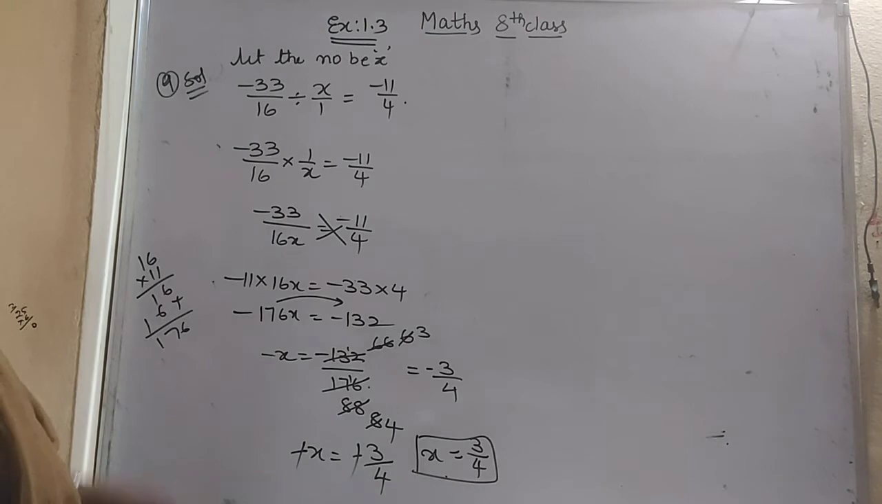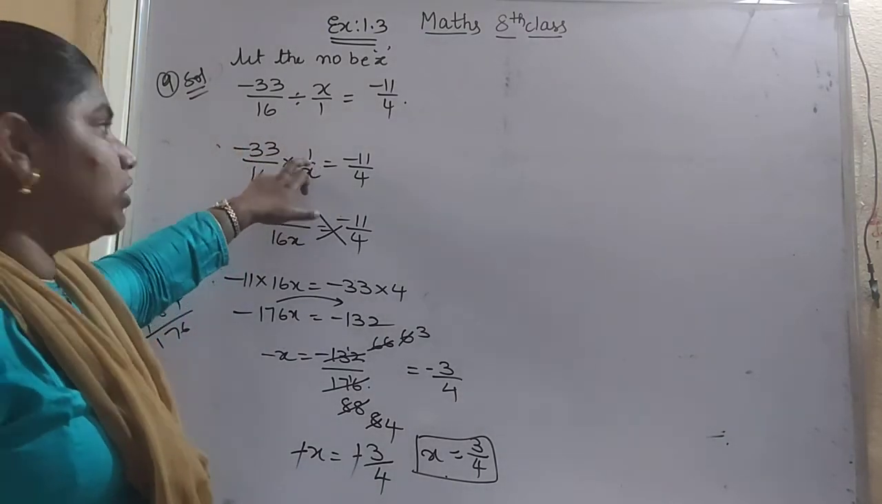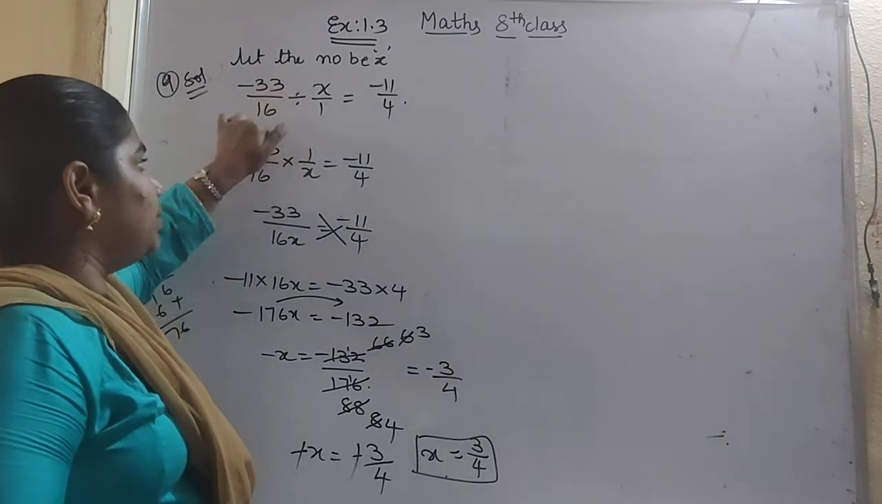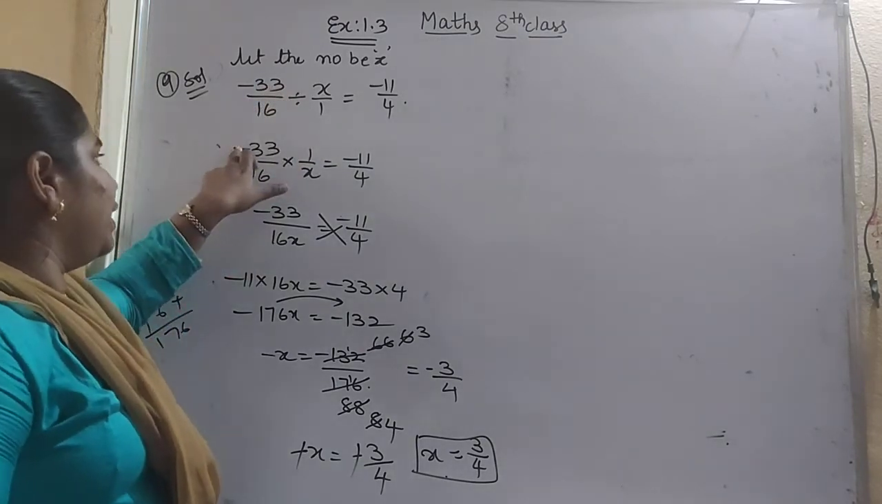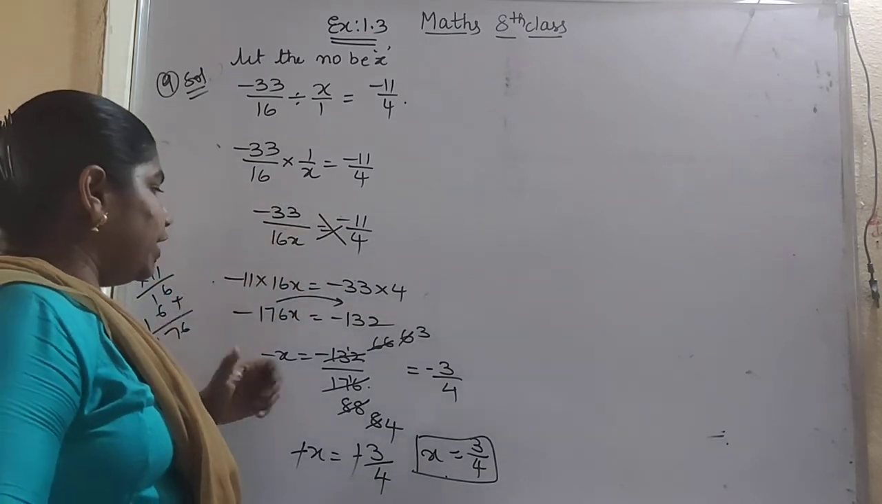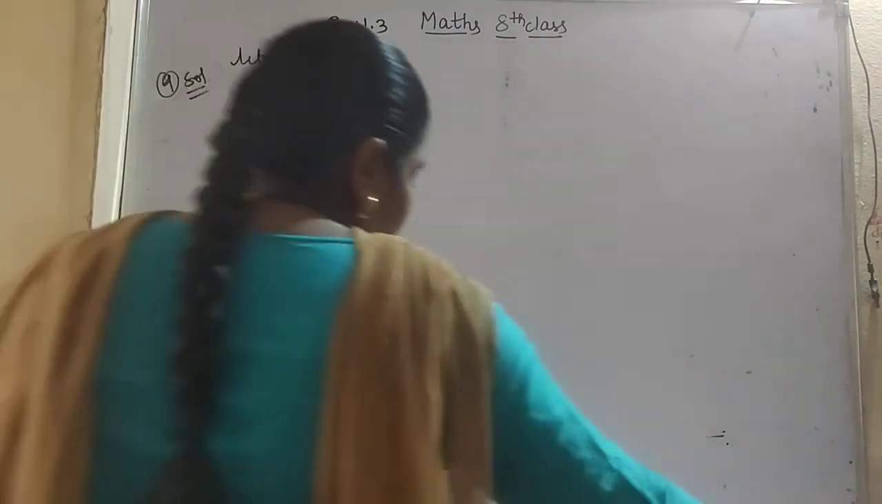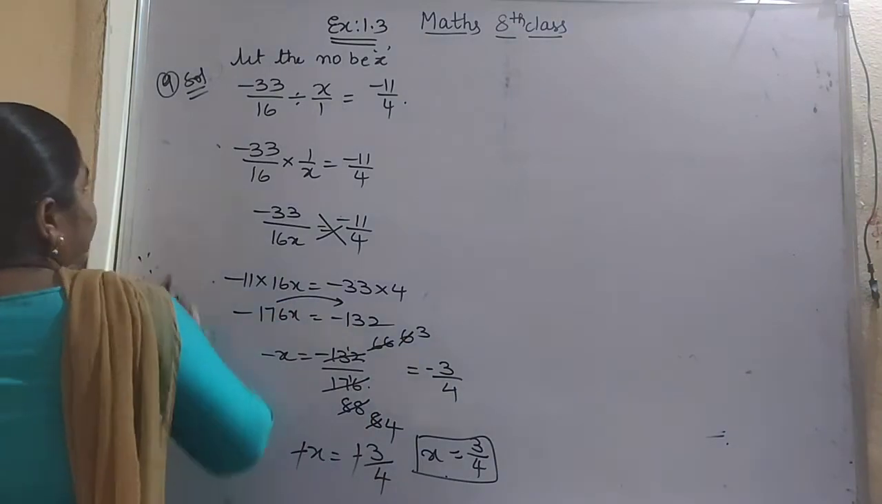So what I did here: this division of two rational numbers will be converted to multiplication, and the second term will be the reciprocal. Multiplying numerator with numerator, denominator with denominator, I did cross multiplication and solved the problem. So this is our 9th solution. Next is the 10th one.